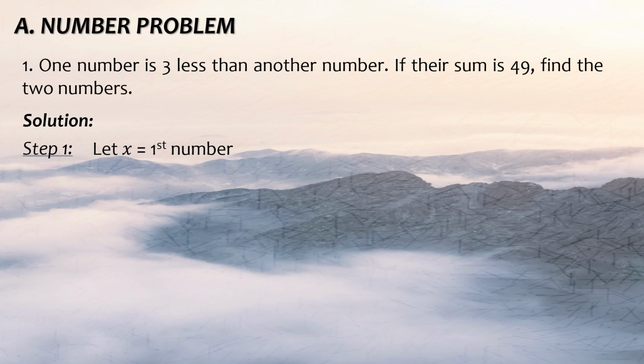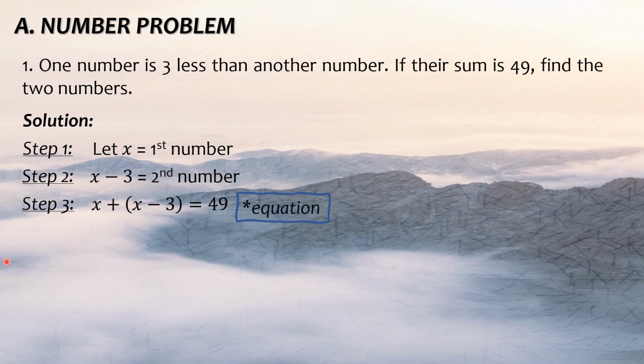And then, yung second number daw, sabi dyan, is 3 less than another number. So, gagamitin natin yung minus sign, kaya magiging x minus 3. Kasi mas mababa daw ng 3 ang pangalawang number doon sa unang number, kaya naging x minus 3. Next is the step 3. Sabi dyan, if their sum is 49, find the two numbers. So, since ang keyword is sum, i-add natin ang x, which is the first number, at yung x minus 3, which is the second number, equals to 49.